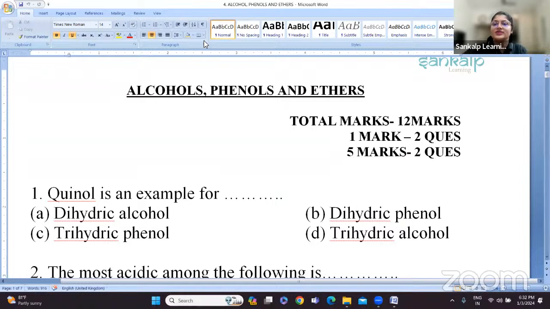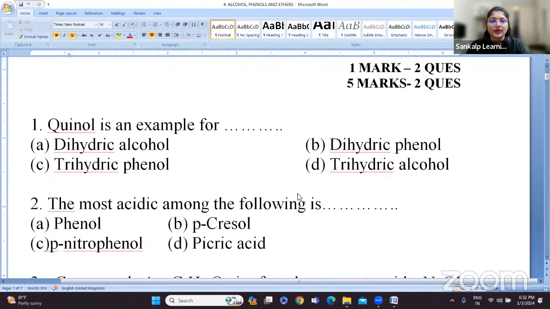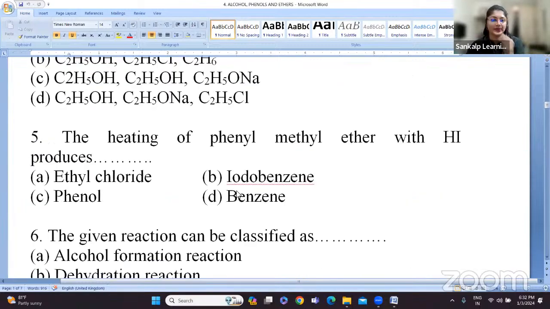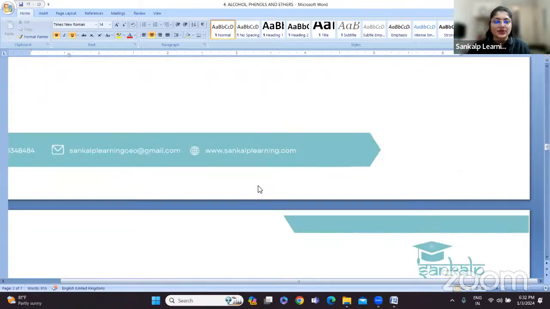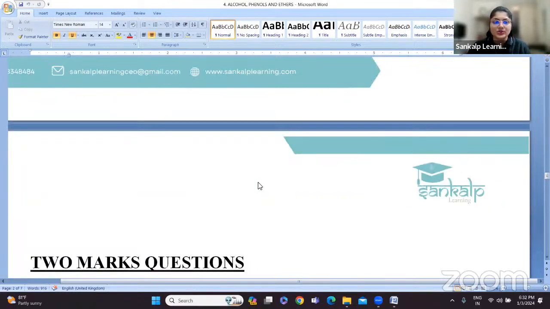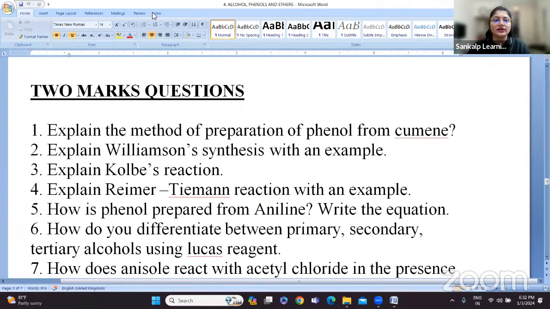So, in the previous session, we were discussing alcohols, phenols, and ethers, right? What all things have we seen in the previous class, students? We have seen the MCQs, that is, multiple choice questions. Then in the last class, we had started with the 2 marks questions, right?